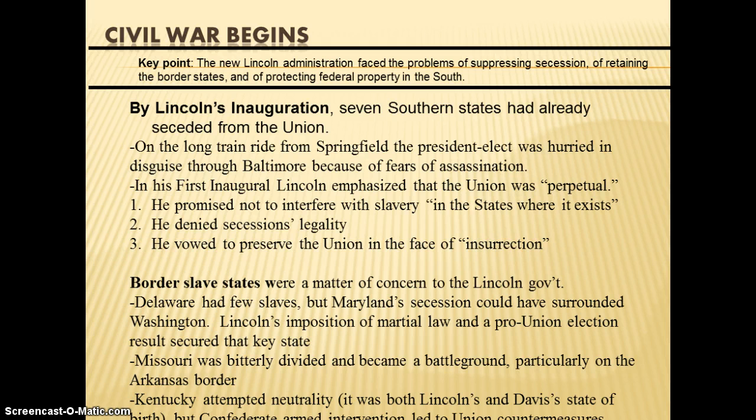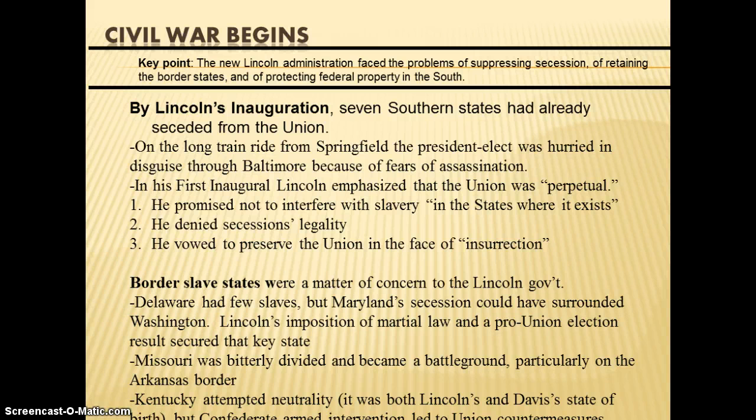In his first inaugural address, Lincoln emphasized that the Union was perpetual. And the word perpetual means it cannot be broken. It is always continuous. He once again made the same promise he had made in his campaign, that he would not interfere with slavery in the states where it existed. However, it was at that point that the South was no longer willing to accept that premise, because he had also promised that he would not extend it into new territories, and they knew that that meant it would eventually be repealed.